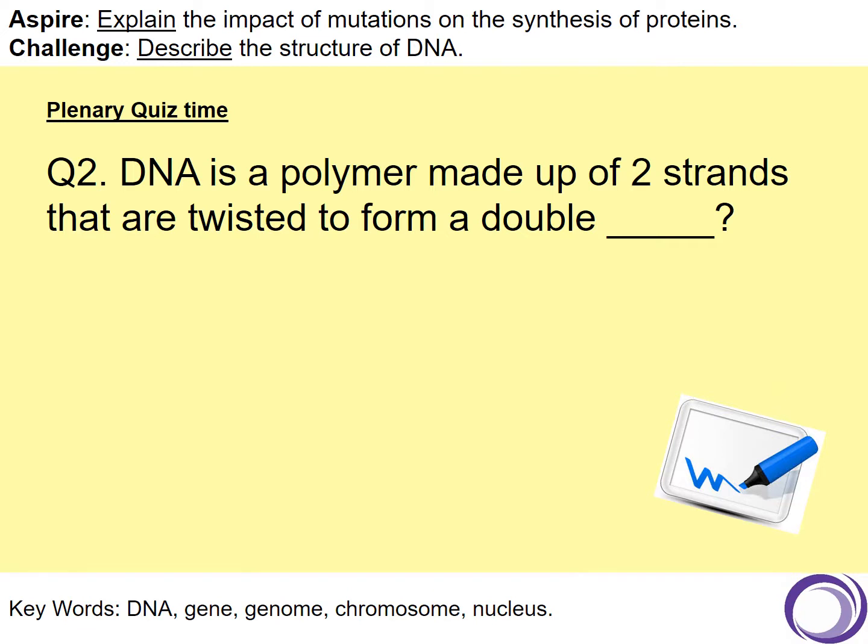Question 2. DNA is a polymer made up of 2 strands that are twisted to form a double what? 10 seconds. Okay, I'm sure you find this one easy. A double helix. The ladder that's just been twisted from the bottom is called a double helix.